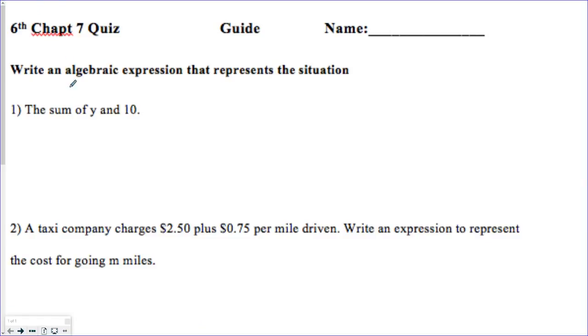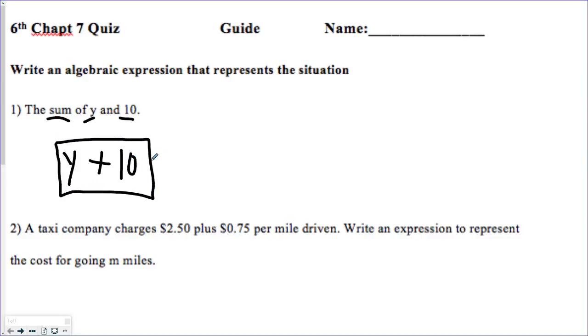So the first one here says the sum of y and 10. Well, sum means to add, so I'm going to add two things together. And what two things am I adding together? Well, it says right here, y, which is my variable, and 10, which is my number. So this is the algebraic expression of this statement. The sum of y and 10 is just simply y plus 10. That's all there is to it. So again, look for the operation, look for the variables, look for the numbers, and then put them together.